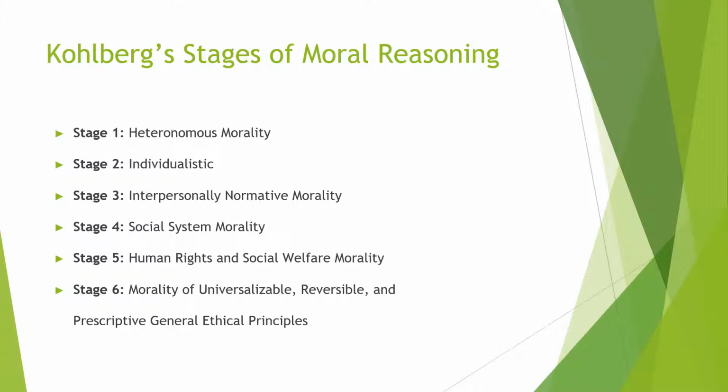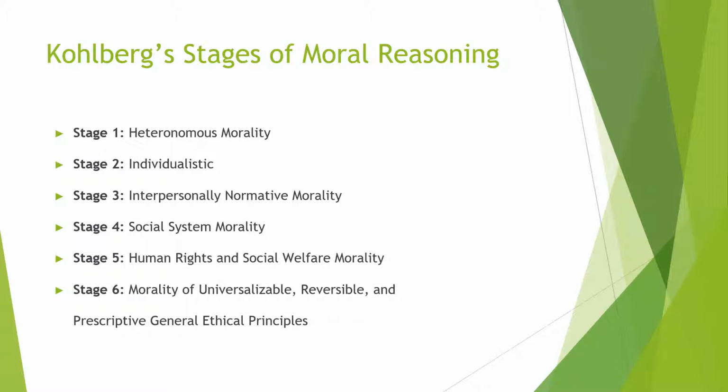The third stage is interpersonally normative morality, and this is where people start to think about their actions, of how their actions portray them. Shared feelings and expectations take precedence over individual needs and interests. Stage 4 is social system morality. And this is where the social rules and laws are followed. It is no longer about right and wrong to avoid punishments on an individual or personal level, but how society has set rules for people to follow.